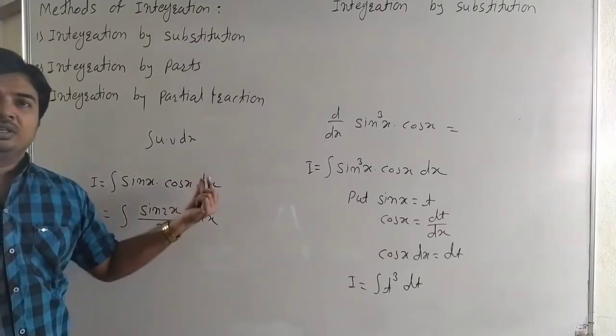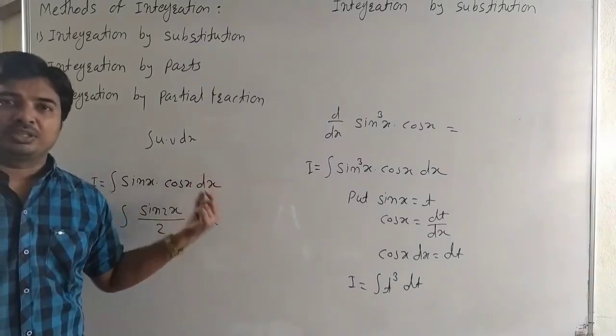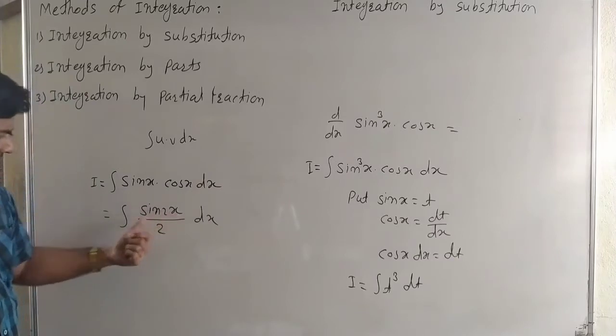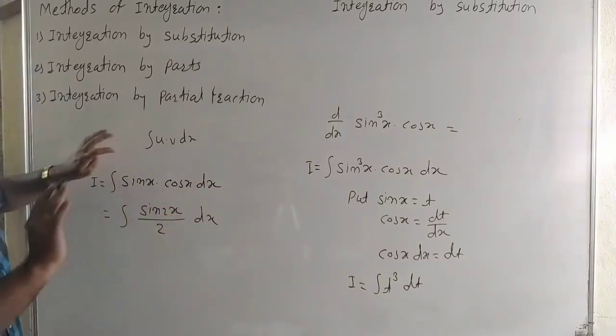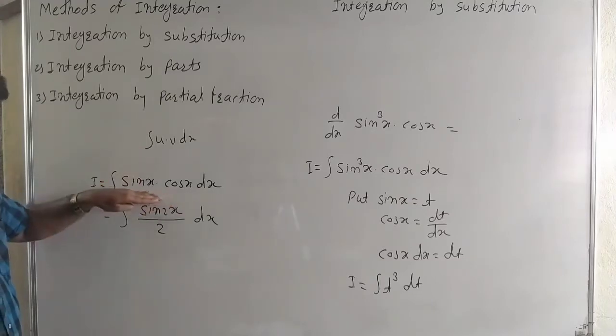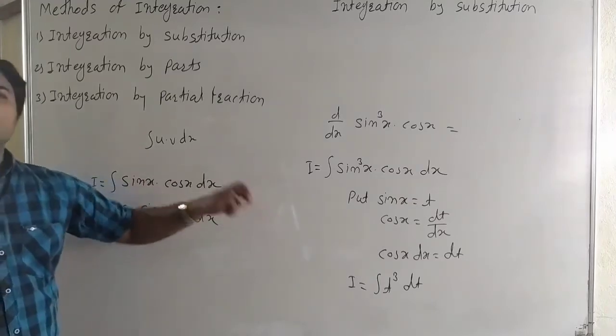By using the composite function of linear form, sin ax plus b, we can directly integrate here. This integration can be solved by any one method. Here we can write it in this form, by substitution or u into v.